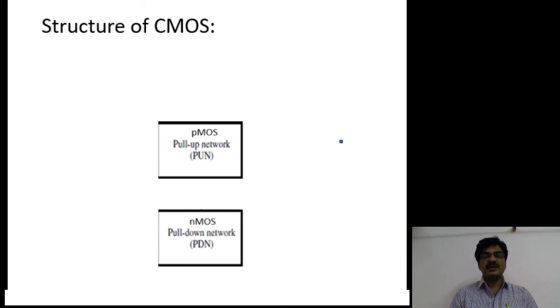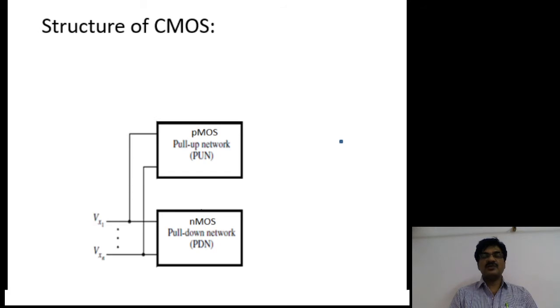Coming to the structure of CMOS, it includes two networks. One is the PMOS pull-up network and the other is the NMOS pull-down network. That means the pull-up network consists of PMOS transistors only, whereas the pull-down network consists of only NMOS transistors. In this structure, the inputs are commonly connected to both the pull-up and pull-down networks. The output is taken in between the pull-up and pull-down networks. The pull-up network is connected to VDD, whereas the pull-down network is connected to ground. This is the structure of the CMOS inverter.